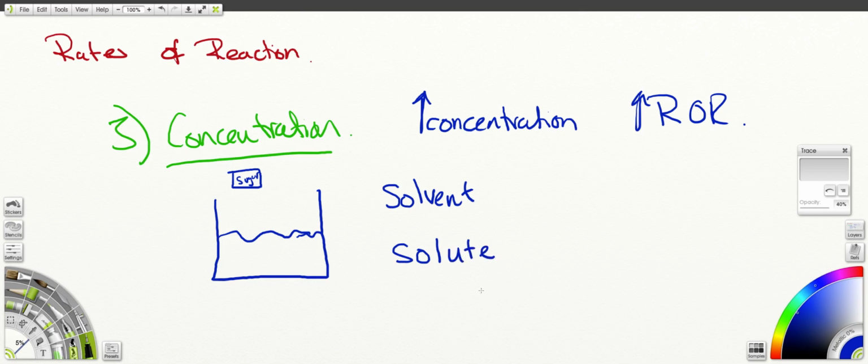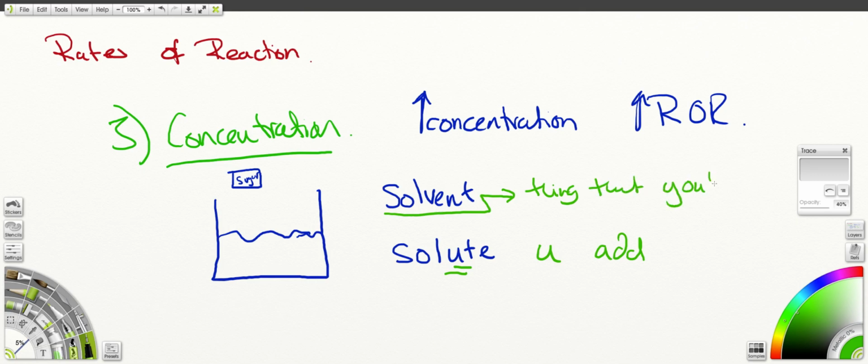Now the way I remember the definition for each of these is: solute is the thing you add. So in this case, I'm adding the sugar, that's the solute. And therefore the solvent is the thing that you're adding it to. So the sugar is the solute because that's the thing you are adding, and the solvent is the tea in this case.